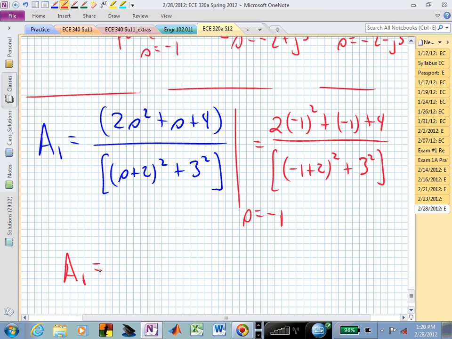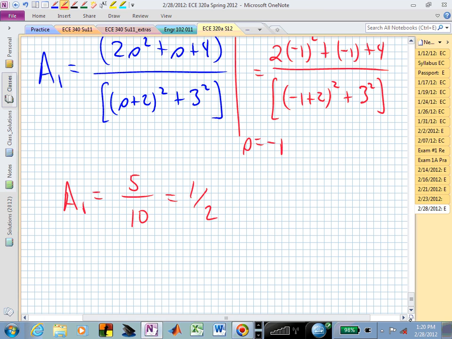Or A1 now becomes 6 minus 1, is that right? Or 5. And downstairs I have 1 squared plus 3 squared, or 10. Or A1 now becomes 1/2. That's now my partial fraction expansion term associated with the factor, or the pole factor, s plus 1. Questions on that?